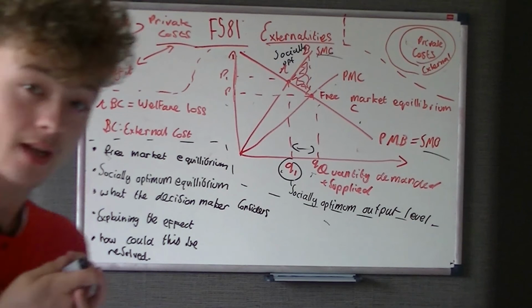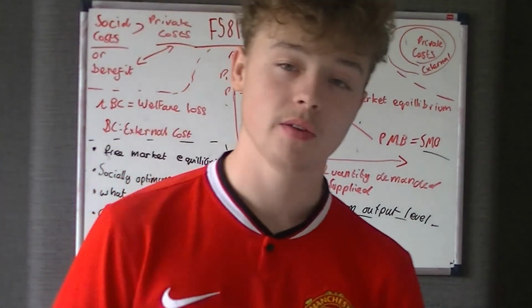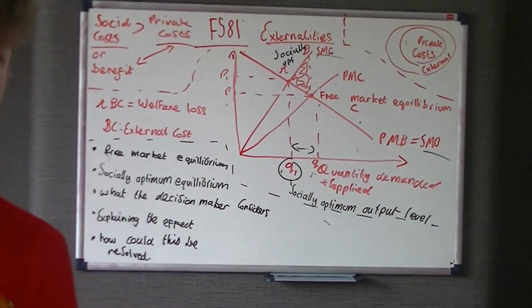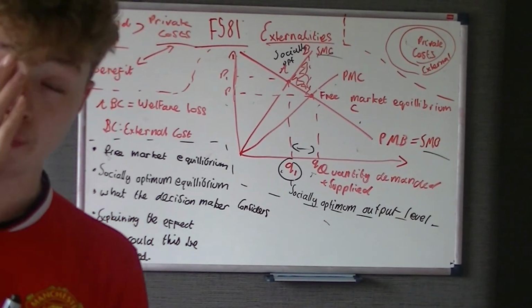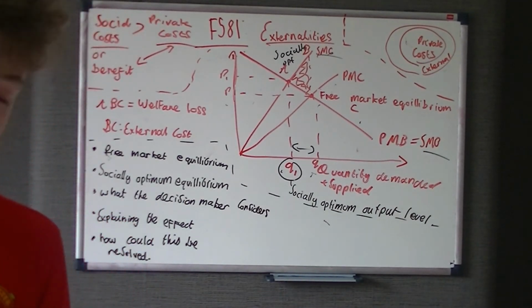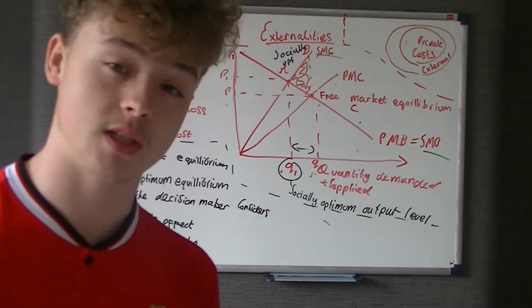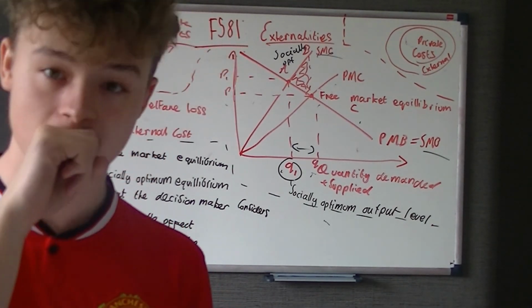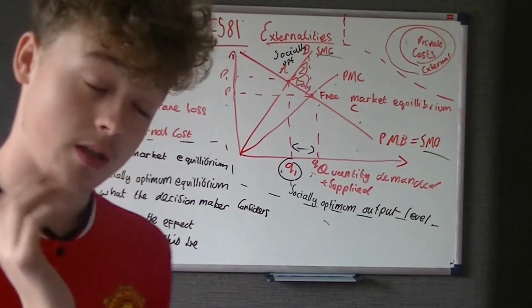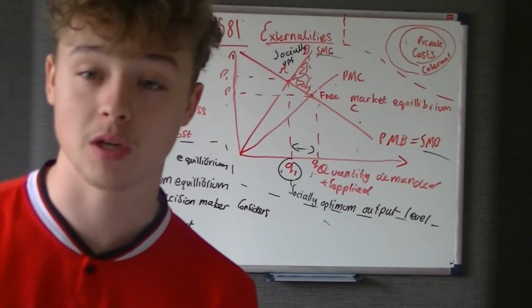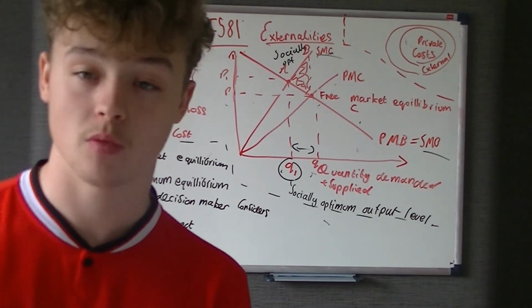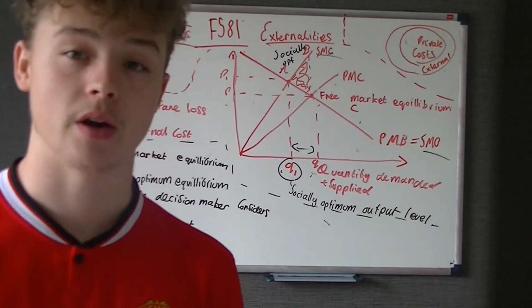So I'm going to go through that again. Your first paragraph is talking about the free market equilibrium, at what point it is, what curves intersect, the price level, the quantity demanded. And then your next paragraph is the social optimum equilibrium, where it occurs, what point, what curves intersect, price level, quantity demanded.